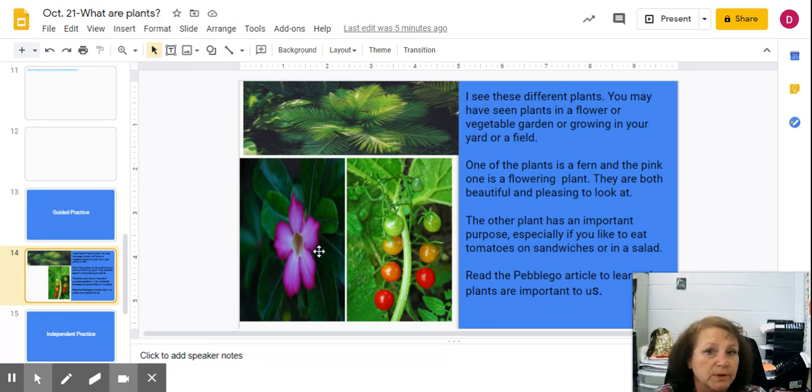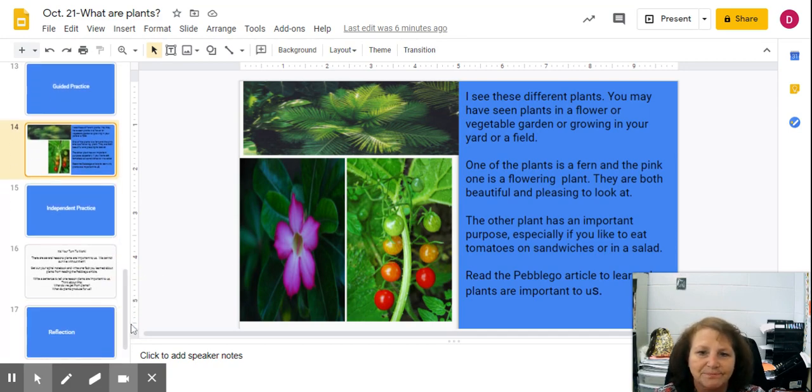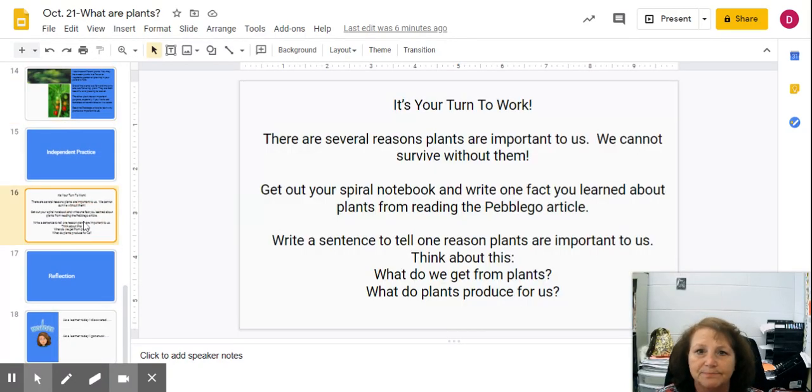Plants provide us with beauty in the flowers that are around us. And plants also provide us with something we cannot live without. During this food making process, plants release oxygen into the air. We breathe oxygen into our lungs every day. We cannot live without oxygen. So plants are very, very important to us.